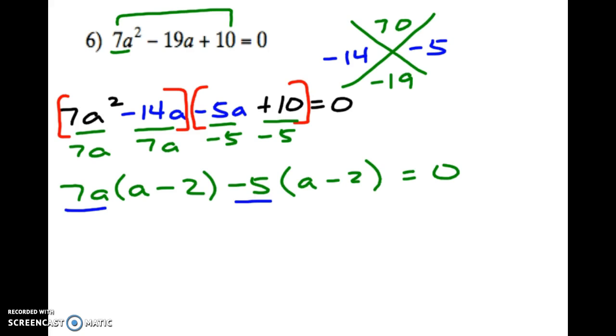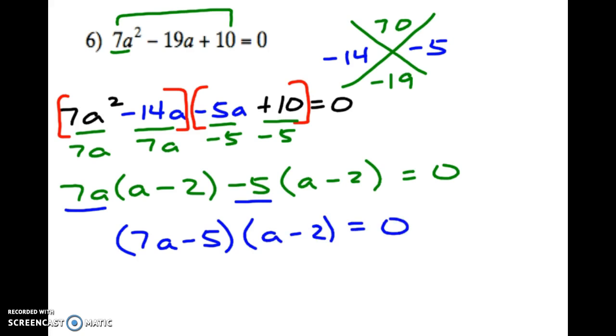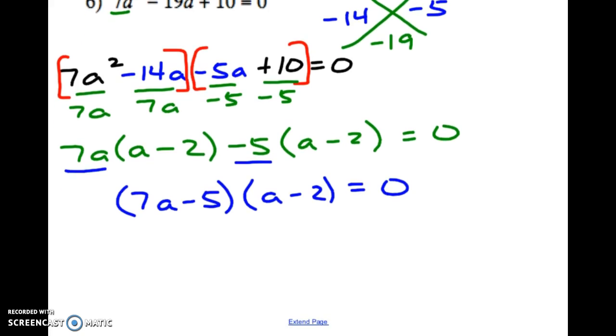So the two parts that were taken out go in one set of parentheses. And then technically what we've done is we factored out the a minus 2, so it gets listed once. Now that we've done this, set each one equal to 0 and solve.